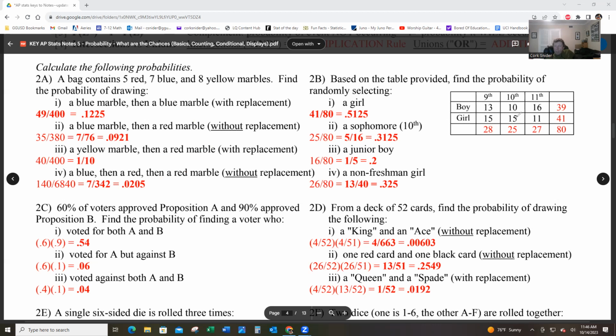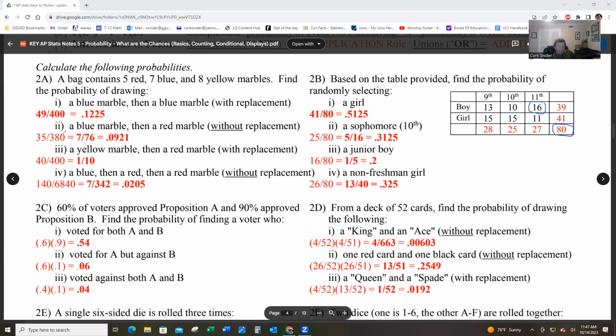Then a sophomore will be 25 out of 80, once again using a marginal total and dividing by a table total. A junior boy, so this is a junior and a boy, right? So a junior 11th grade boy. So that's going to be 16 out of 80. That's one of the cells. When you see "and" in a table, a junior boy is basically a junior and a boy. That means find the cell that has both qualities of the two parts, a junior and a boy.